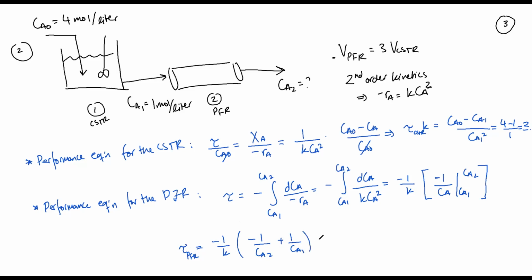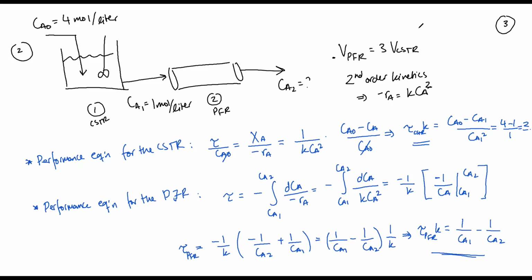I'm going to just distribute this minus inside. So I get 1 over CA1 minus 1 over CA2, multiplied by 1 over K. So tau PFR K is equal to 1 over CA1 minus 1 over CA2. Okay, so I have an expression for tau PFR K and I have an expression for tau CSTR K. Now this should enable me to solve this problem by using this equality, this piece of information right here.